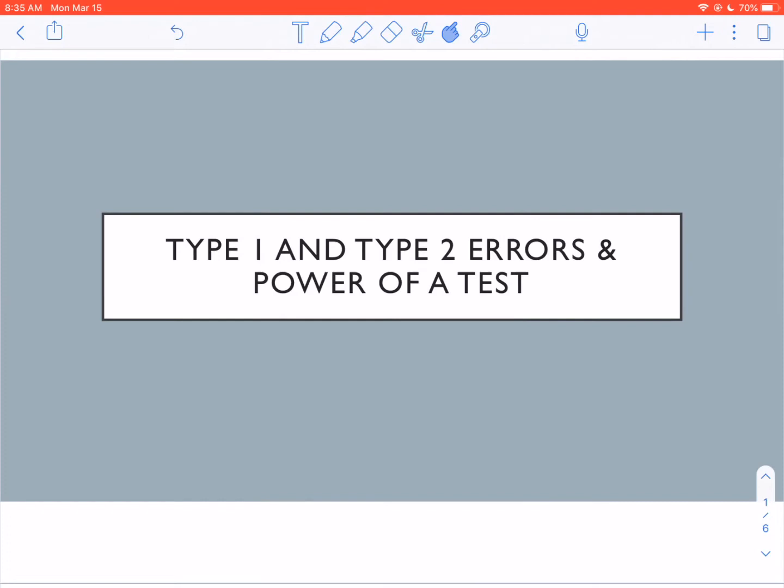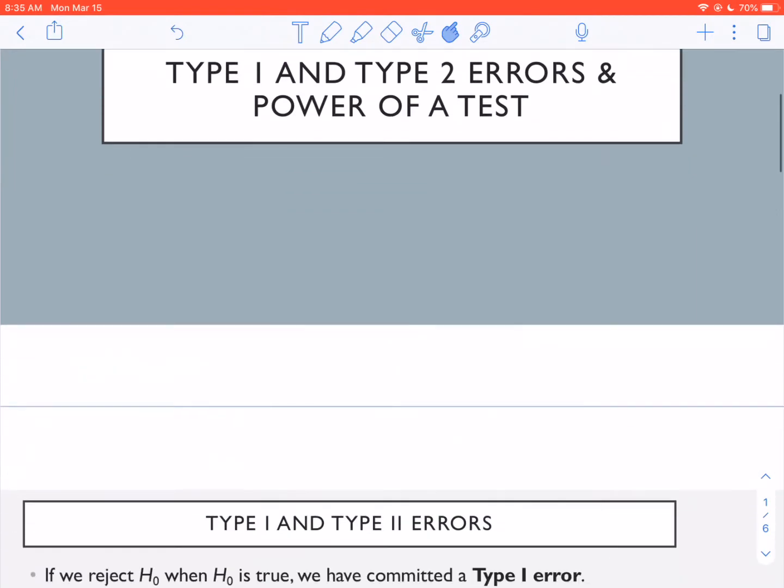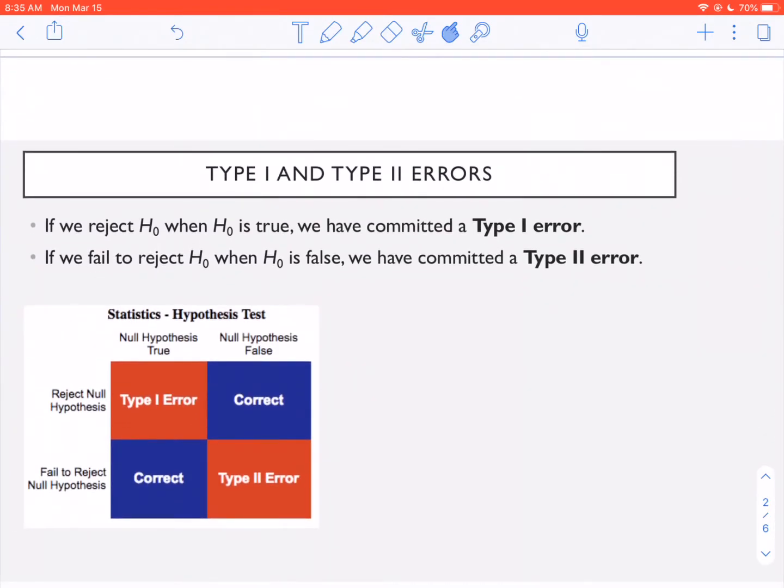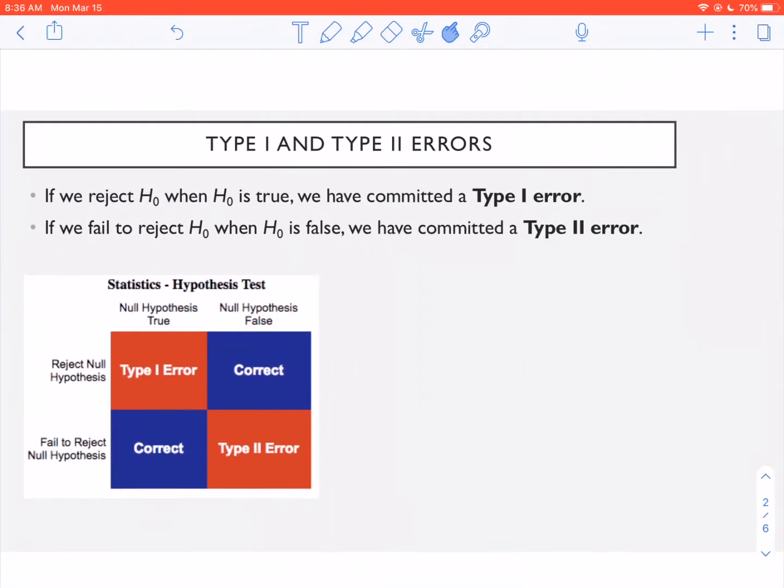About type 1 and type 2 errors and the power of a test. As we learned before, type 1 and type 2 errors happen when we either reject a true null hypothesis, that's a type 1 error, or we fail to reject a null hypothesis when it is actually false, and that is a type 2 error. If you remember, we have this little box to organize this.